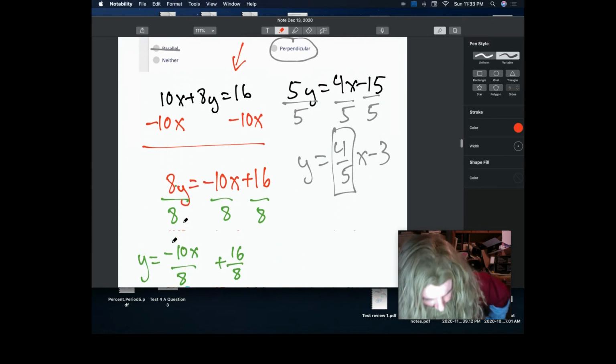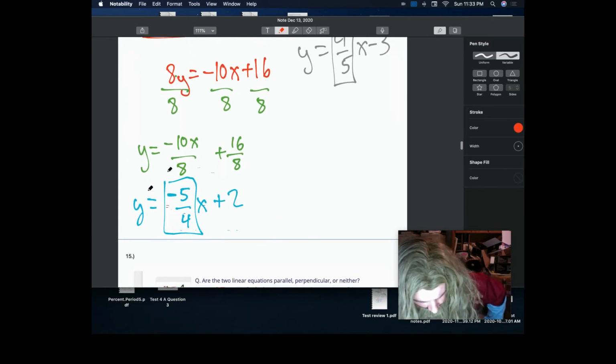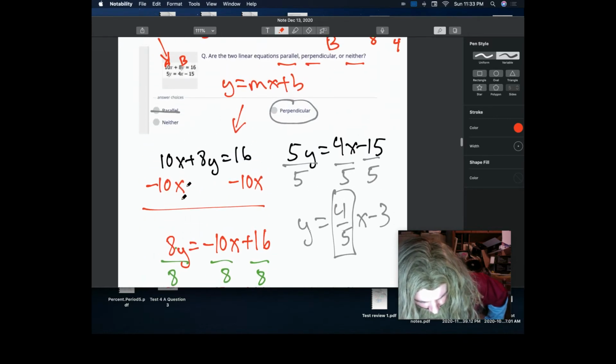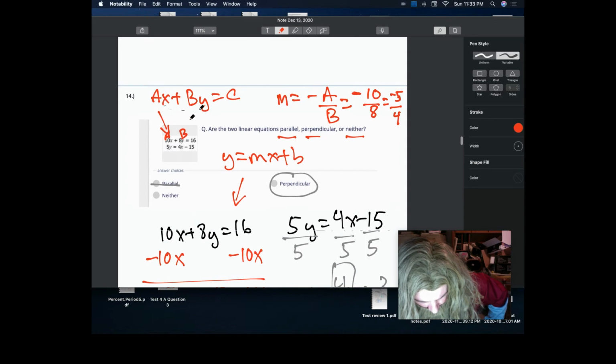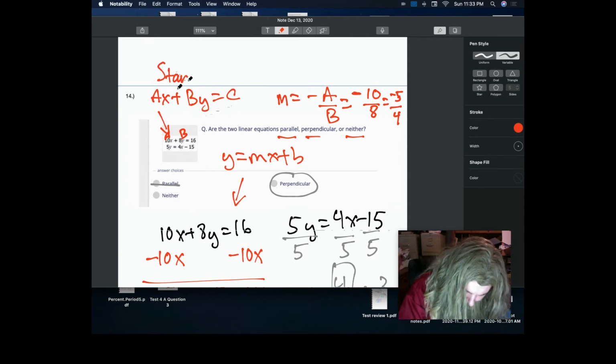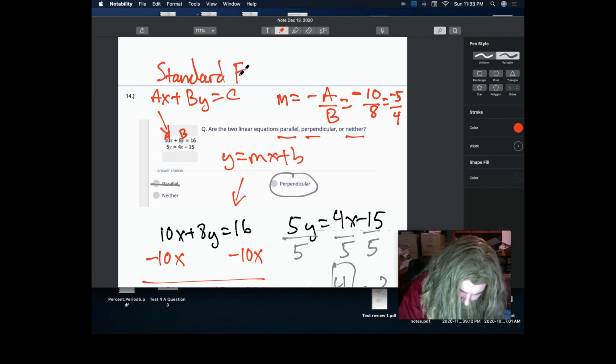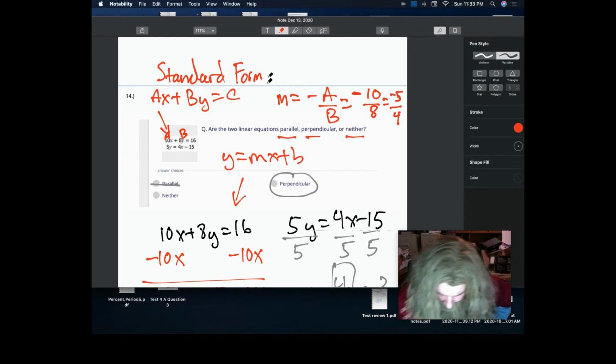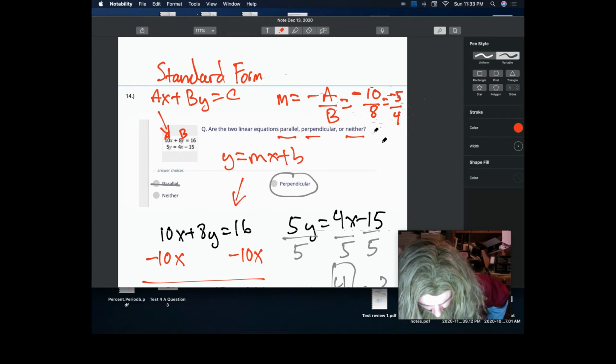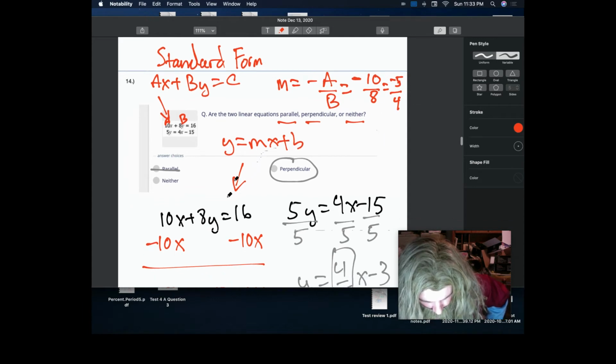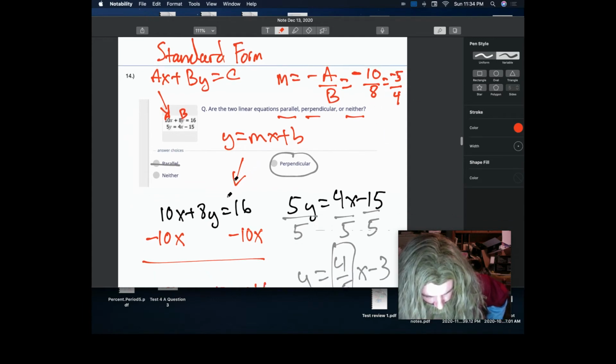So you do not need to do this activity of isolating y, if you recall that standard form is ax plus by equals c. Yes, this is called standard form. Let me not be lazy and write it out. Then we know that m is equal to negative a over b, and we can just simply plug in the numbers into the formula to derive the slope to be negative 5/4. This will be incredibly important as we progress.